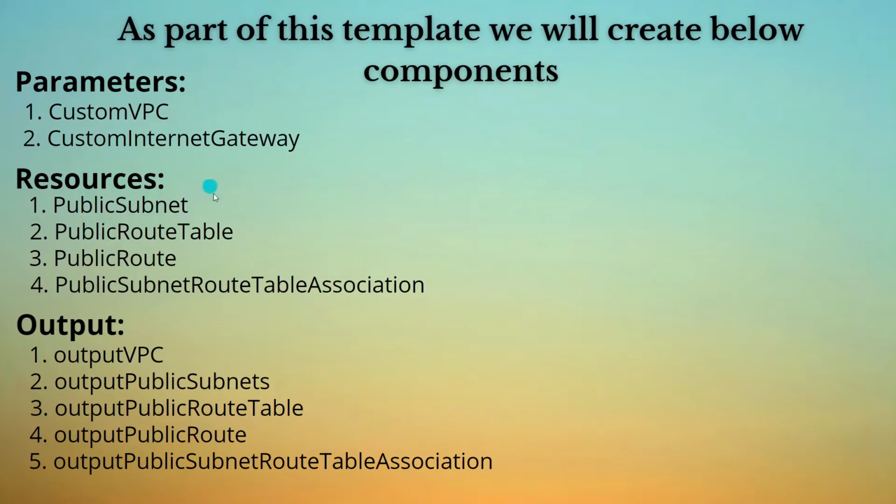And along with the public subnet, we would be creating a public route table. This public route table would have a public route, and once we have this public route and public route table, we will associate the public subnet with the public route table.